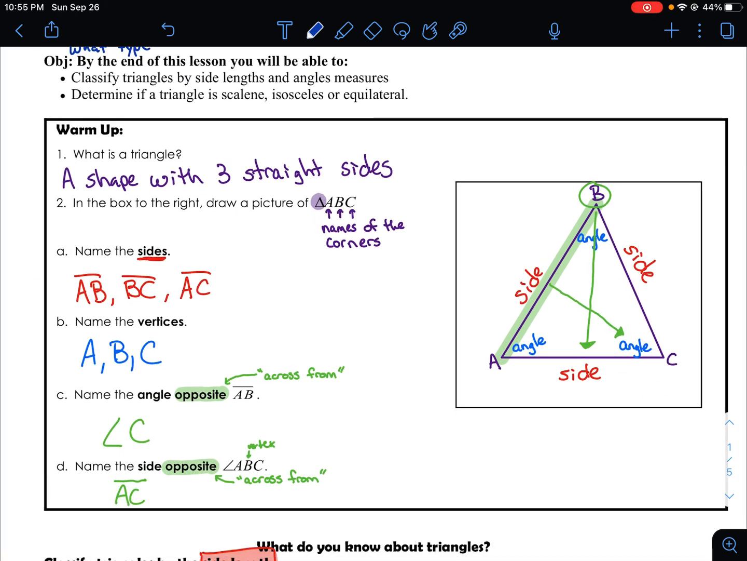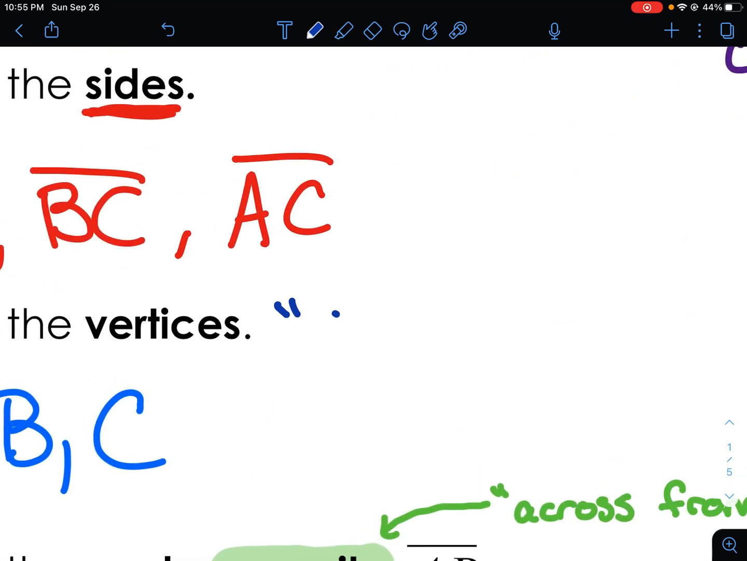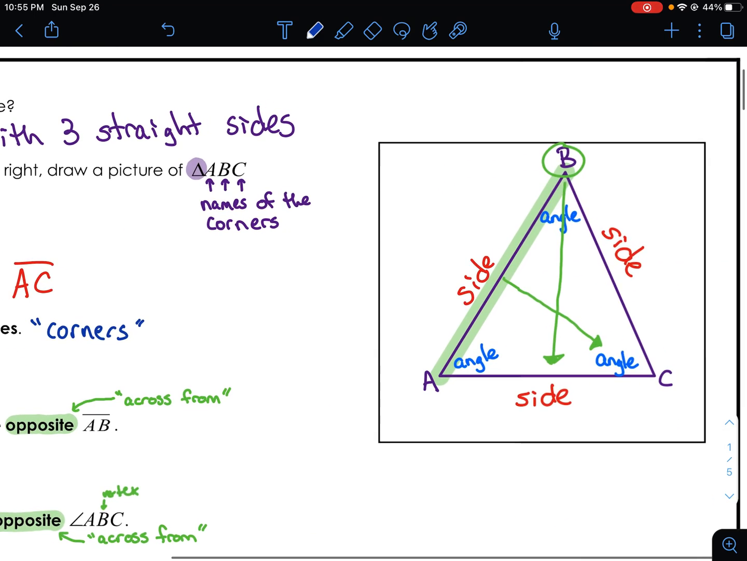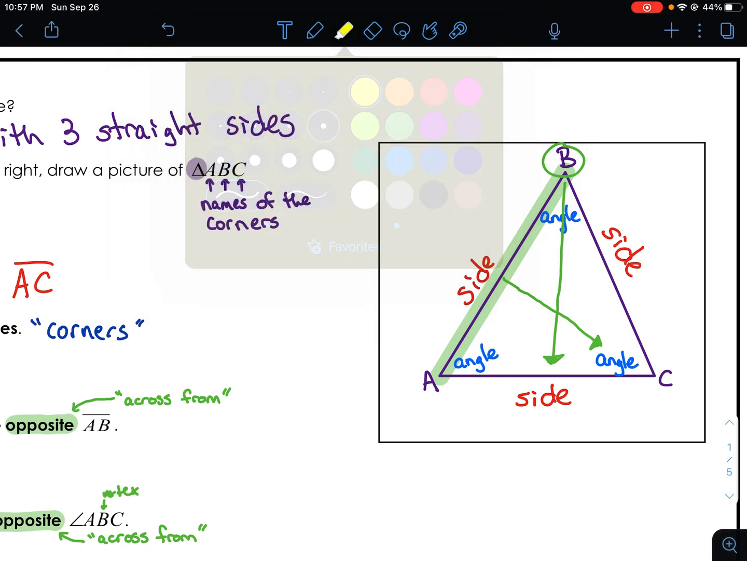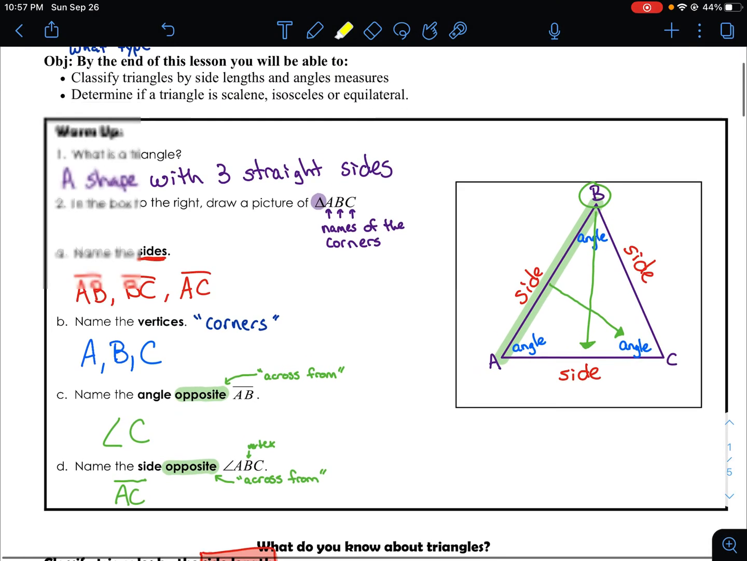Now, a triangle has 3 sides. Those sides are obviously segments. So we can see like this side AB, this side BC, and this side right here is AC. So those are the 3 sides of the triangle. And then the vertices, which are also the corners, are A, B, and C. Here, here, and here. Okay. Now, I want to remind you that at any point, if you need to pause or rewind or anything like that, by all means, feel free to do so. And then just continue as you're ready.